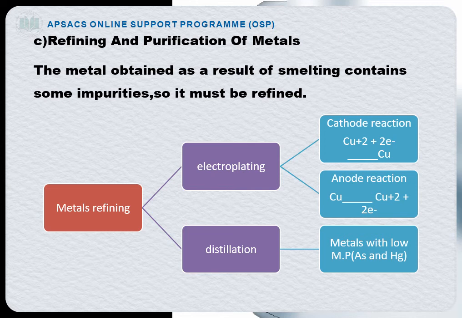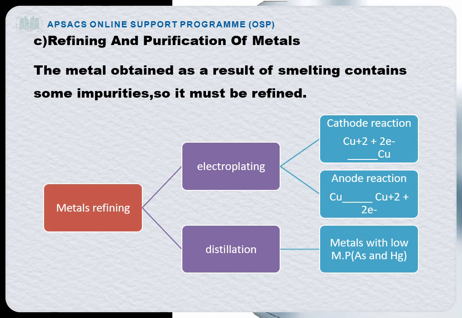In electroplating, anode and cathode reactions occur. Look at the anode reaction first. At the anode, 2 electrons are lost by the copper. It is converted from 0 to +2 oxidation state, while in the cathode reaction, copper +2 is gaining 2 electrons and is converting into elemental copper.